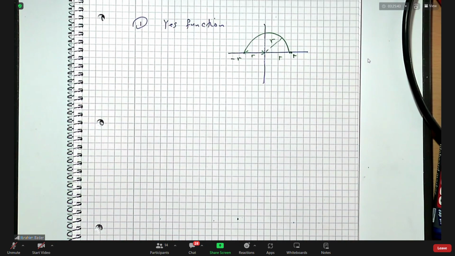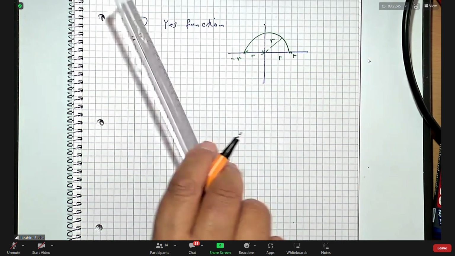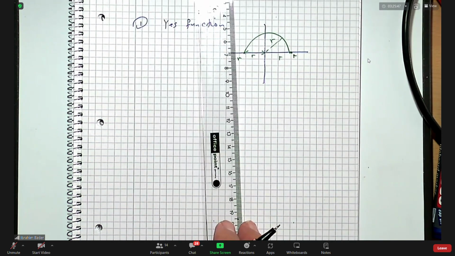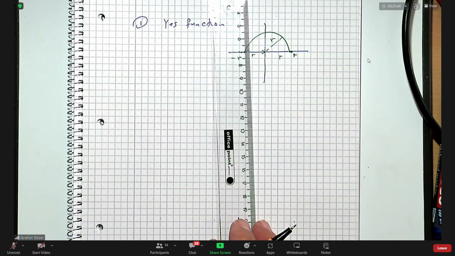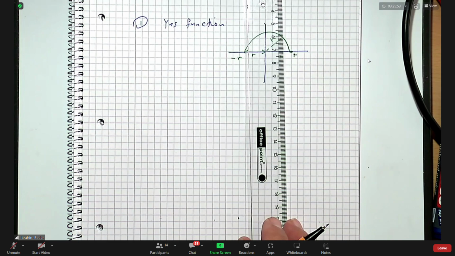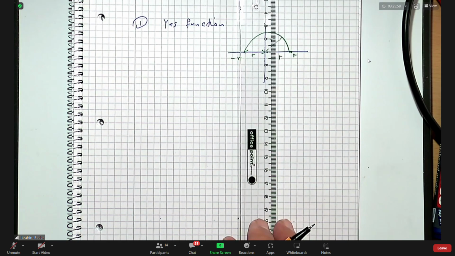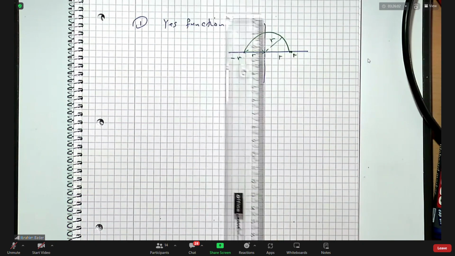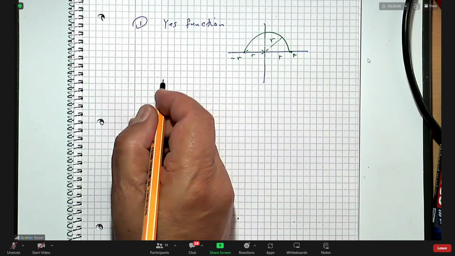Because the easiest thing is to argue with the vertical line test. It will not touch more than one point at the same time. So this is definitely a function, but be careful. Circles are not functions, but the upper half is a function. Now, what is the domain and range?